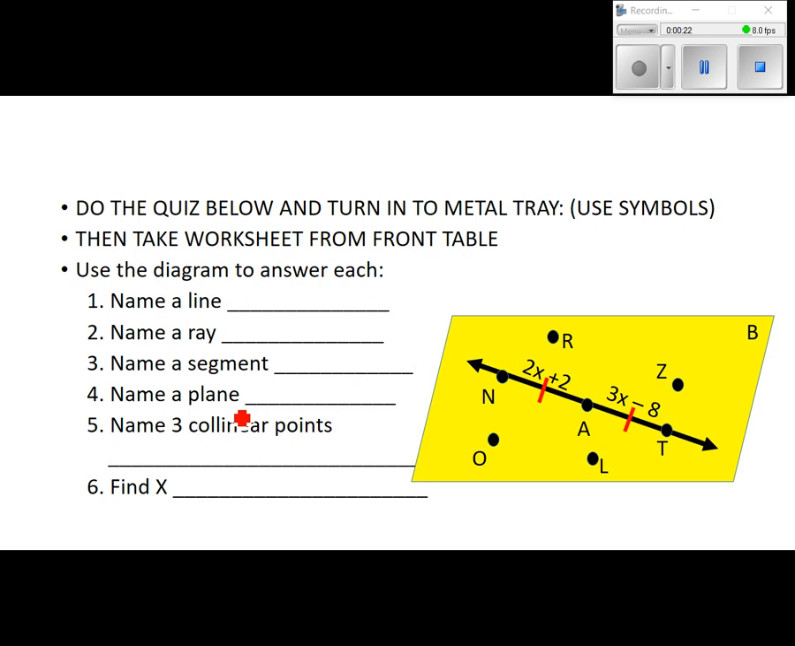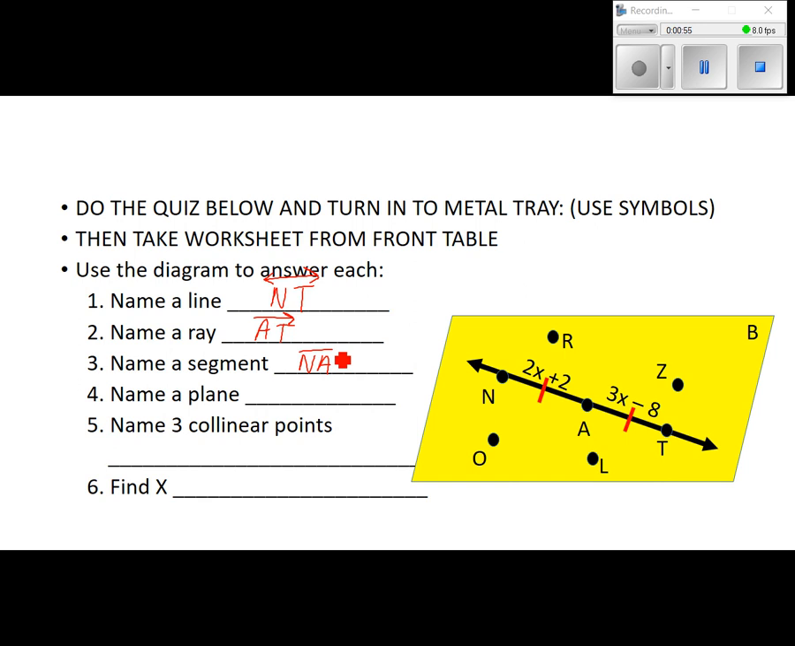Name me a line in this picture. Say it again. NB. NT. Can I just write it that way? Gotta have the line symbol, 2 letters in the symbol, about array. Just that way? Symbol. How about a segment? Making sure you have the symbol. 2 letters on all 3 of those.